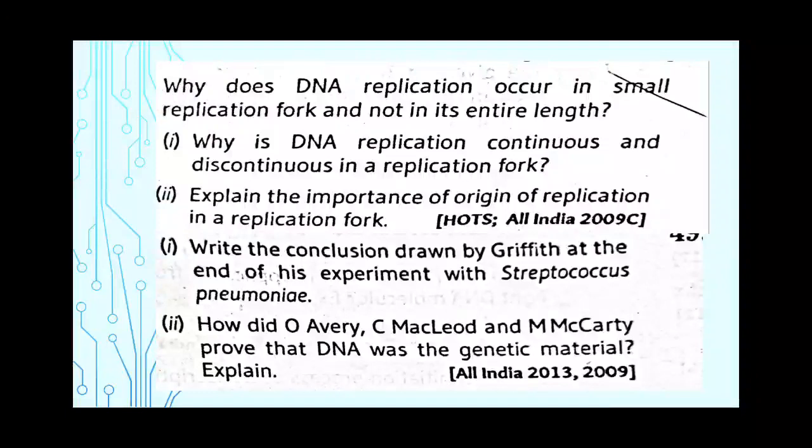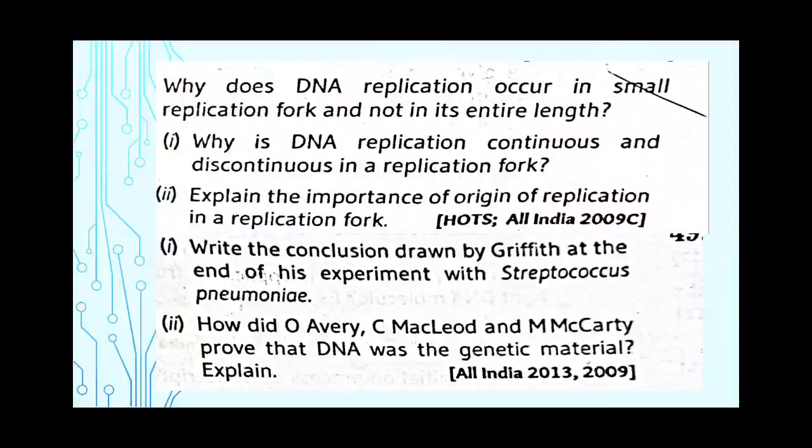Now next is, explain the importance of origin of replication in a replication fork. So replication of DNA does not initiate randomly. We have already learned about the replication process. And DNA polymerases on their own cannot initiate replication. So there is a definite region where replication originates, and it is termed the origin of replication.